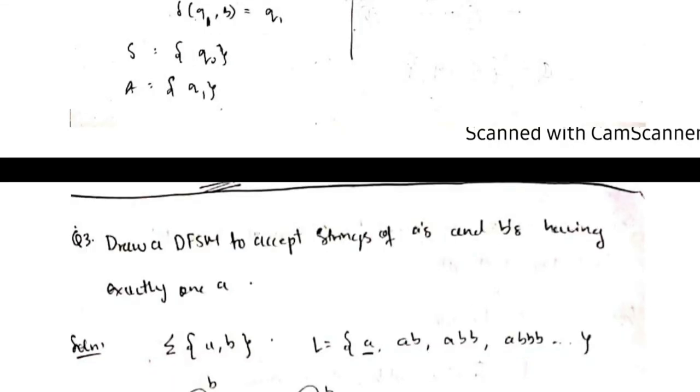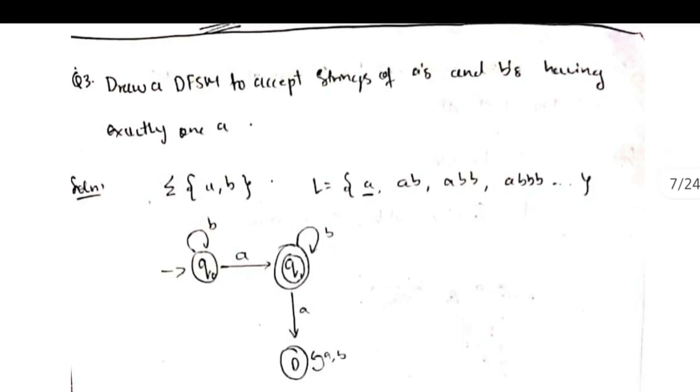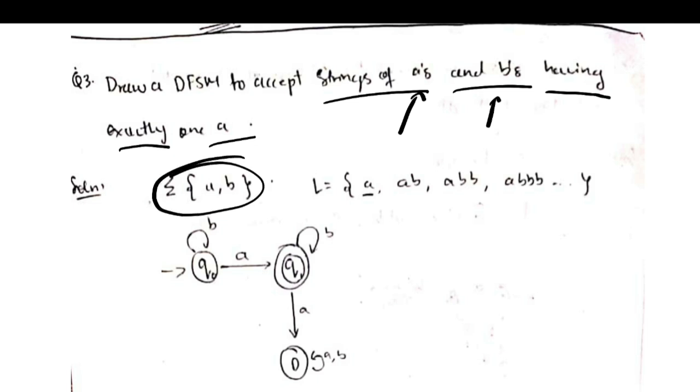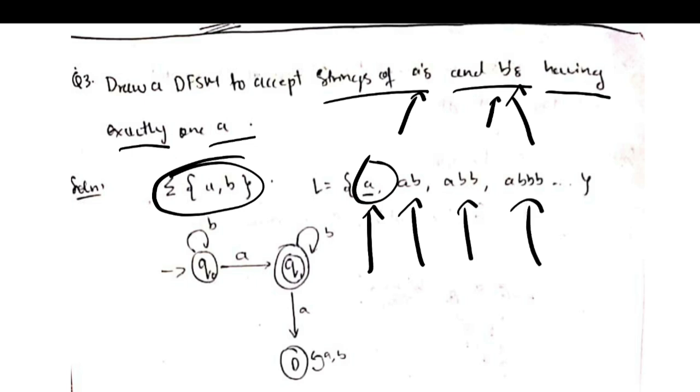Let's discuss the third question now. What they have asked here: draw a DFSM to accept strings of A's and B's. So we have two alphabets here, A and B, having exactly one A. In the string which we form, there should be only one A and any number of B's can be there. What's the least string which we can form using the alphabets A and B? The least string is A, because exactly one A is there and they have not said anything about B. Other strings are AB, ABB, ABBB, because A cannot be repeated further. After this A, we cannot find any A.